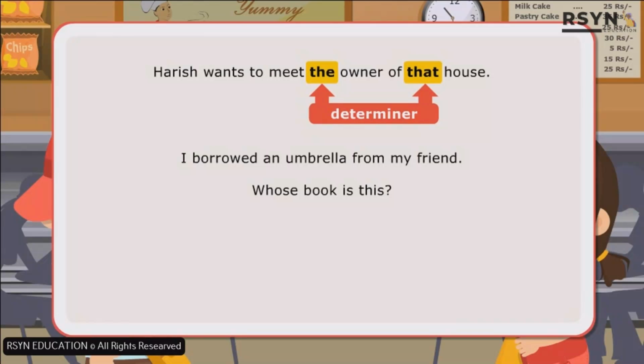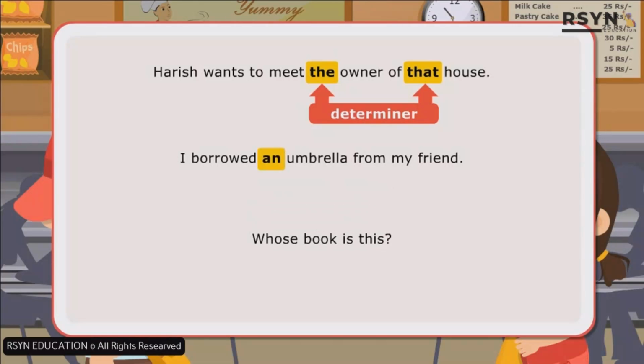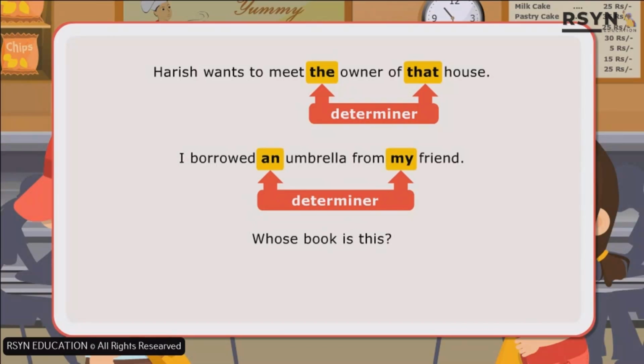In the first sentence, the and that are determiners, since they specify a particular person and point out a particular house. In the next sentence, an and my are determiners, since they give some information about the thing borrowed and also tell from whom it was specifically borrowed. In the third sentence, whose is a determiner, since it precedes a noun and asks something specifically about it.